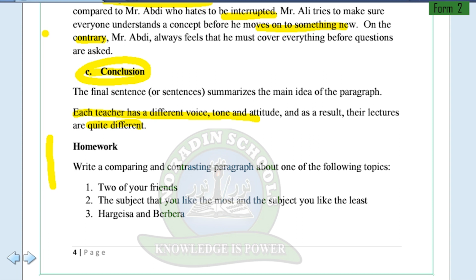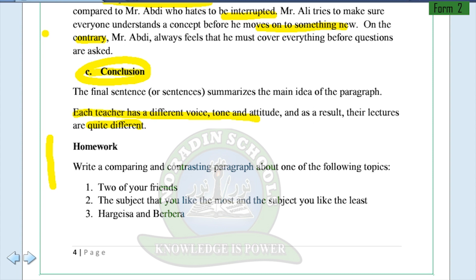And the last one, we are comparing and contrasting Hargeisa and Berbera. That means two towns in Somaliland. If you ask yourself what Berbera is or what Hargeisa is, you are comparing between them. For example, Hargeisa is the capital. Berbera is a very good place to live, and it is a town in the coastal areas. It has got historic things, while Hargeisa is the capital.